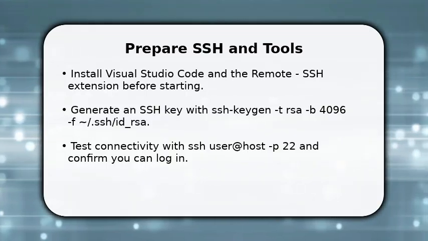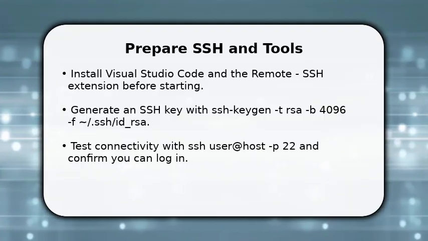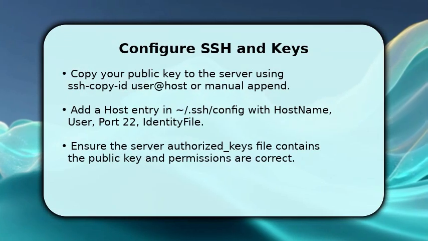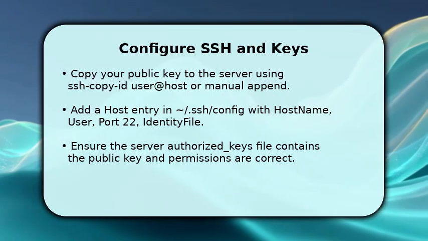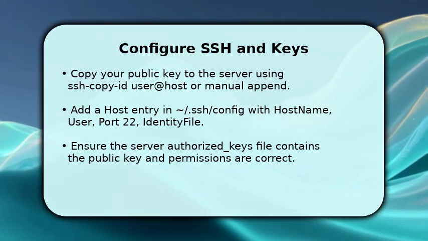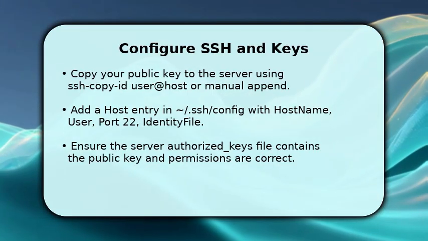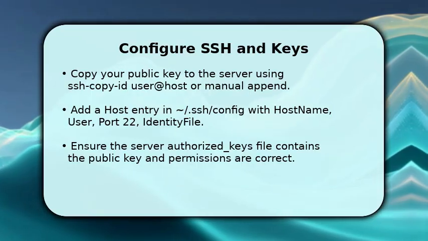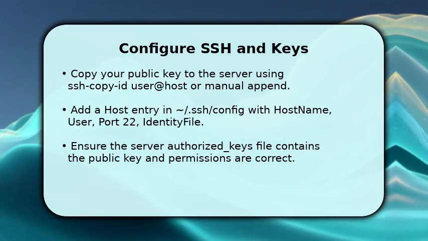Copy your public key to the server using ssh-copy-id user@host -p 22 or append the public key to ~/.ssh/authorized_keys manually. Set authorized_keys permissions to 600 and the .ssh directory to 700 on the server.